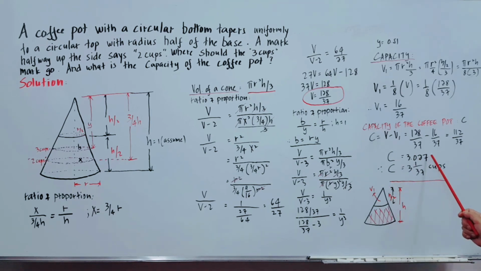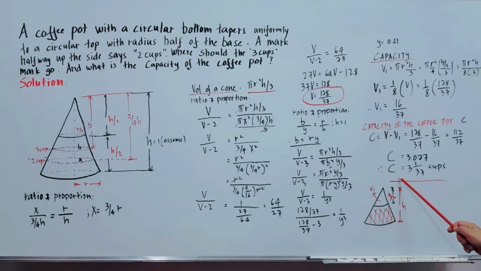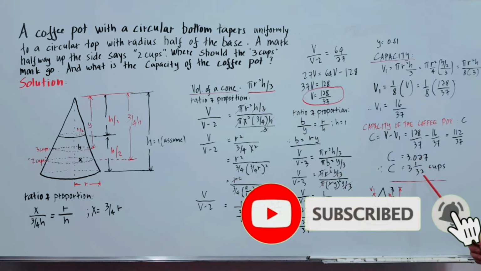Or, we can convert it to cups because, of course, this is in cups. So, it's automatic that this capacity inside the pot is in cups. We can measure it in cups. So, it is 3.027 cups, or this 0.027 we can convert to 1 over 37. See, 1 divided by 37 will result to 0.027. Therefore, we can rewrite this as 3 and 1 over 37 cups. This is the answer. The capacity of the coffee pot is equal to 3 and 1 over 37 cups.